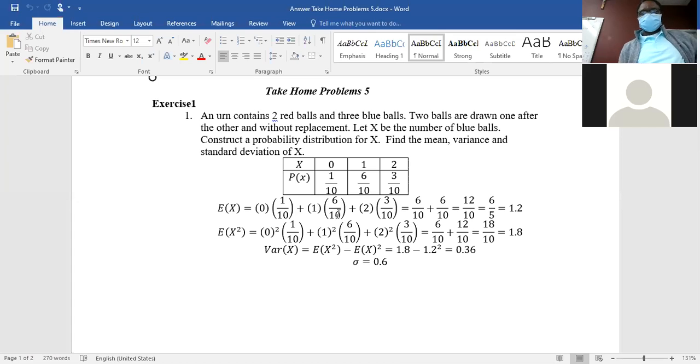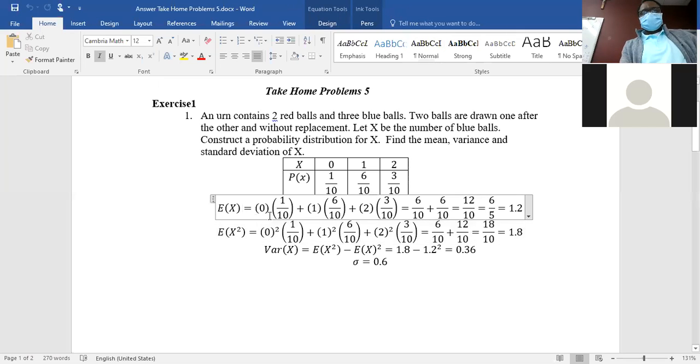So here we have 0 times 1/10, 1 times 6/10, 2 times 3/10, and then we get 1.2. I'm sorry, 6/5 equals 1.2, to find the mean. To find the variance, you square each of the values of x.